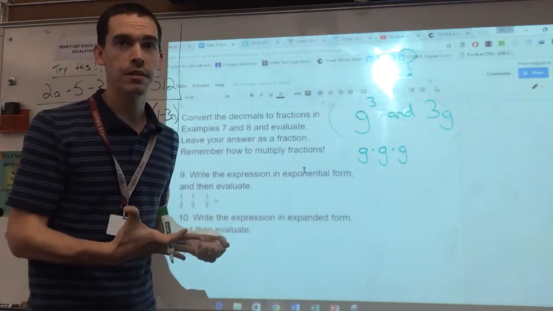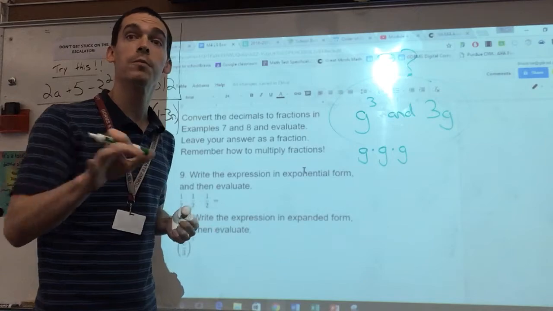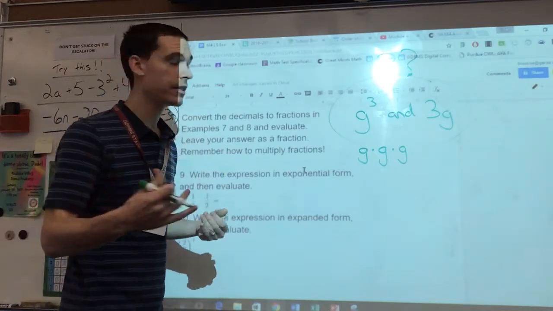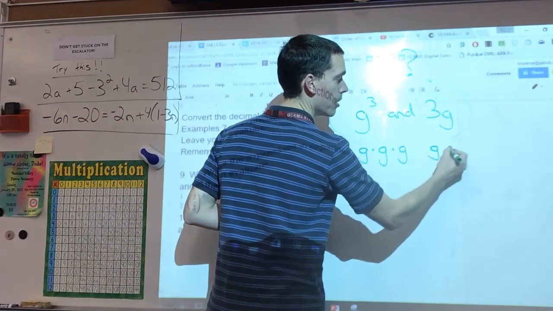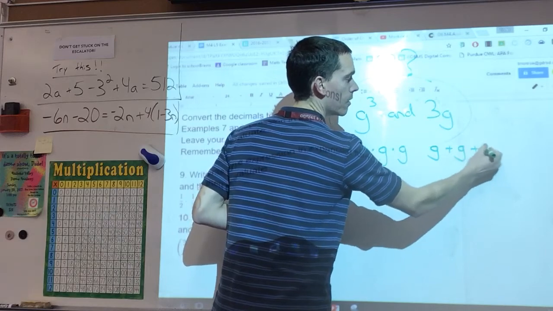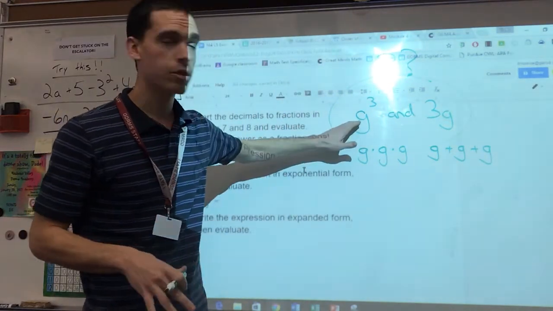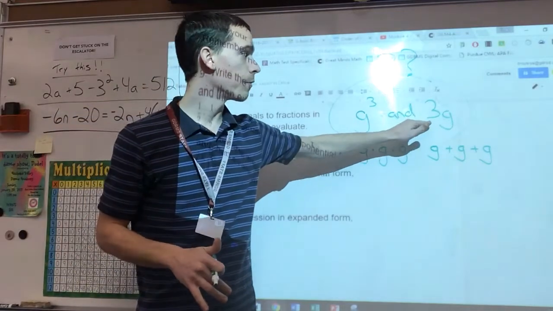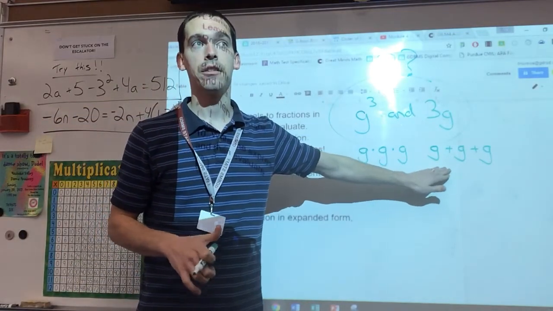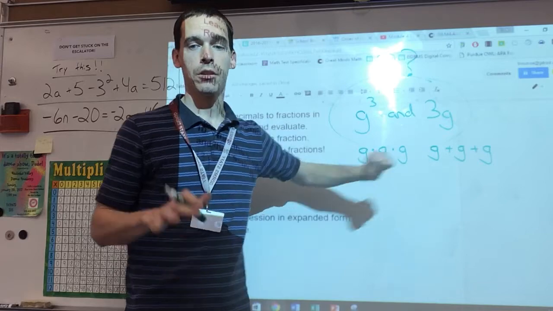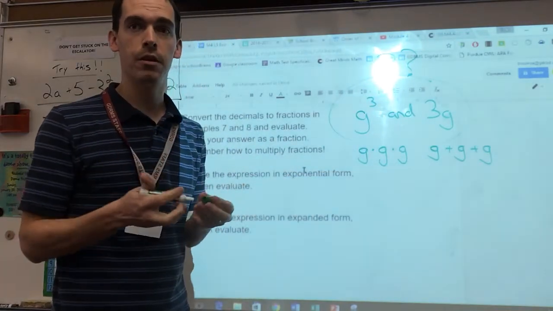And for 3g, instead, think about what is multiplication? It's repeated addition. G plus g plus g is 3 times. So the difference between this is we multiply g 3 times. The difference here is that we add g 3 times. Okay? So go through that, repeat this if you need to.